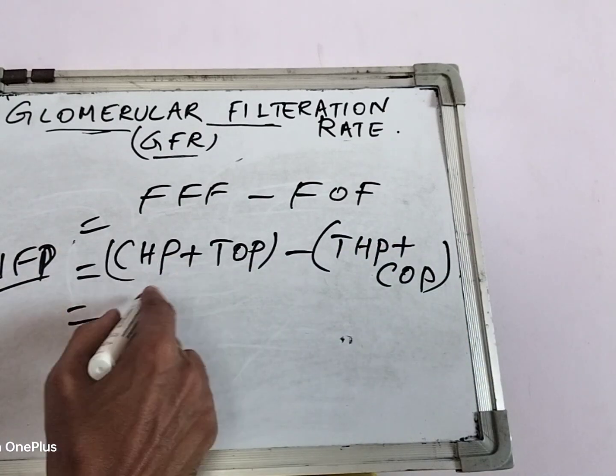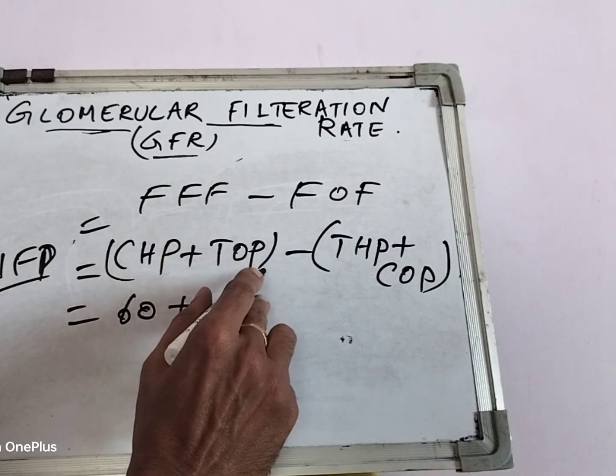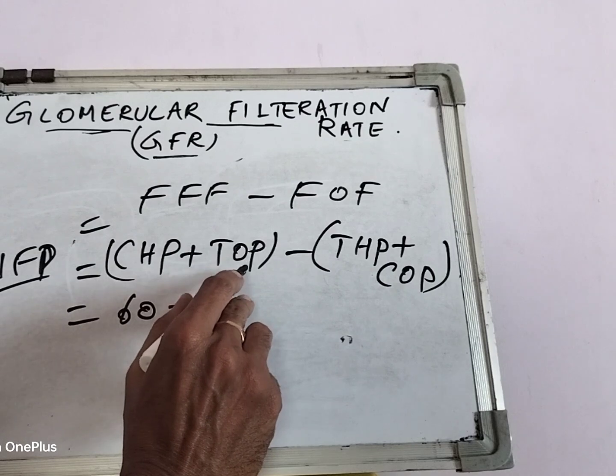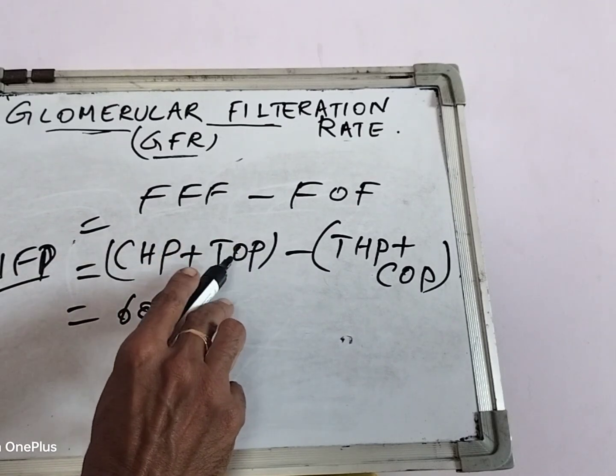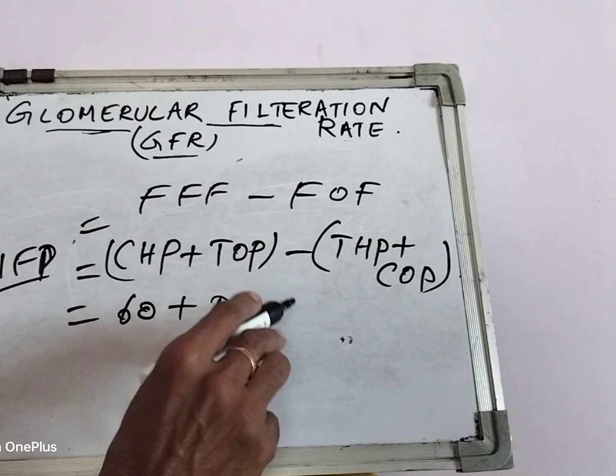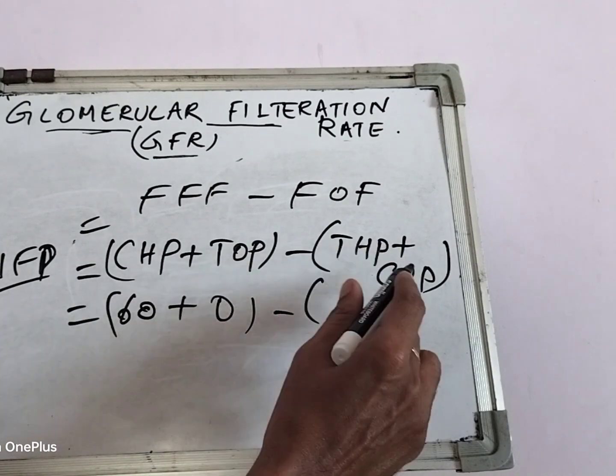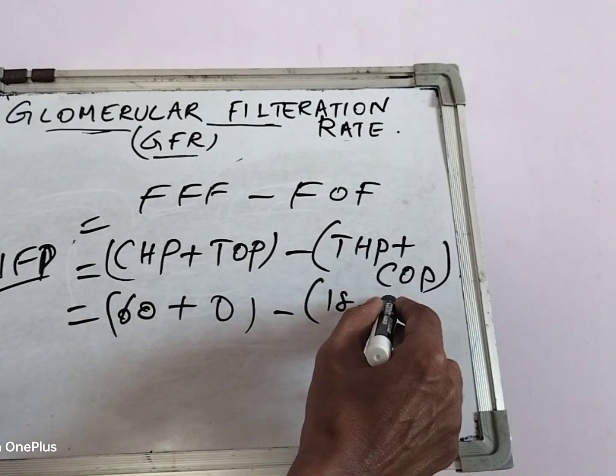So the value of capillary hydrostatic pressure is 60, plus the tubular oncotic pressure, which is nothing but the pressure exerted by the proteins in the Bowman's capsule. Usually proteins are not filtered, so for calculation we are taking this tubular oncotic pressure as 0, because no proteins are filtered. Minus tubular hydrostatic pressure, which is 18, plus capillary oncotic pressure, which is 32.